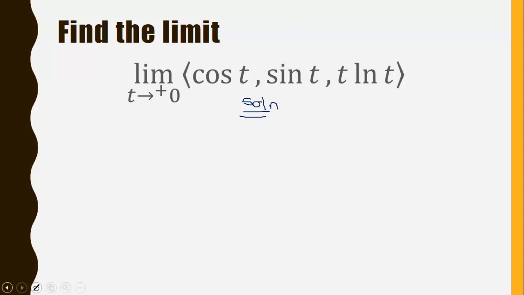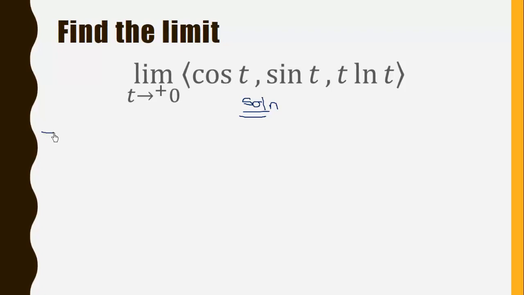We want to find the limit of the vector function that is defined by cos t, sin t, ln t. So to do that, we take the limit of each individual function. So limit as t approaches 0 of cos t.